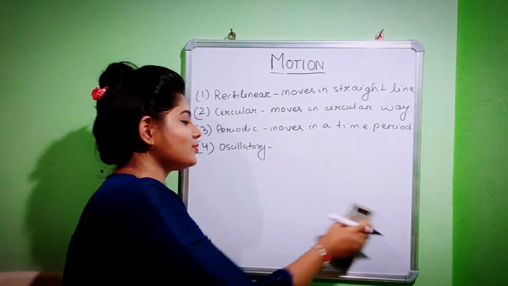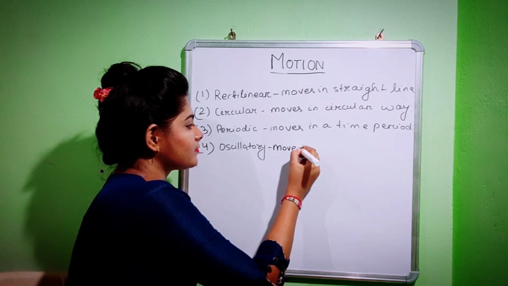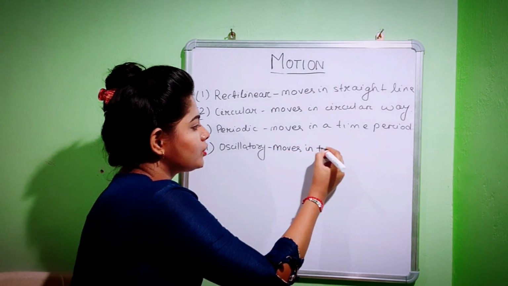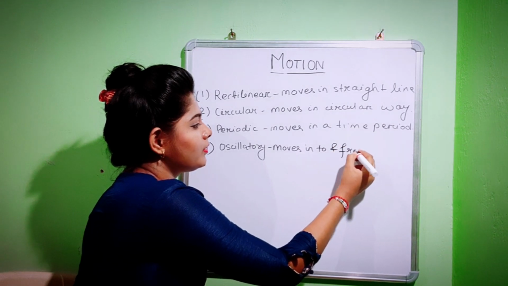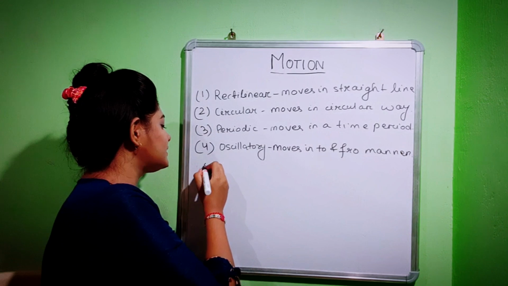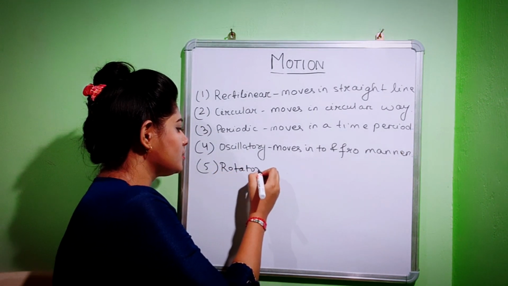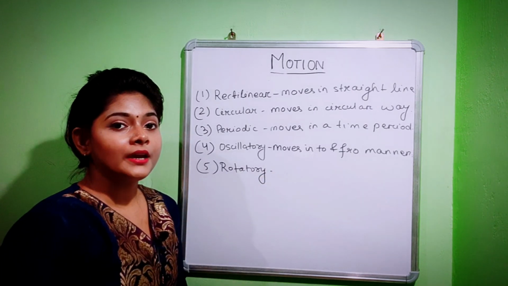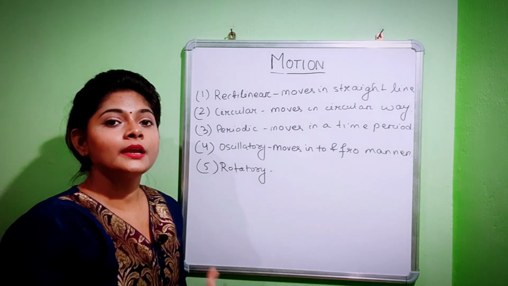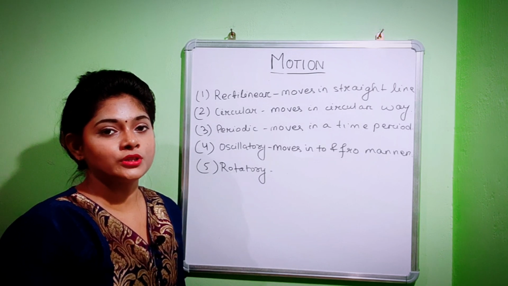So what is oscillatory motion? When an object moves in to and fro manner. Another type is rotatory motion. So what is that? When an object moves in its own axis, then that is known as rotatory motion.